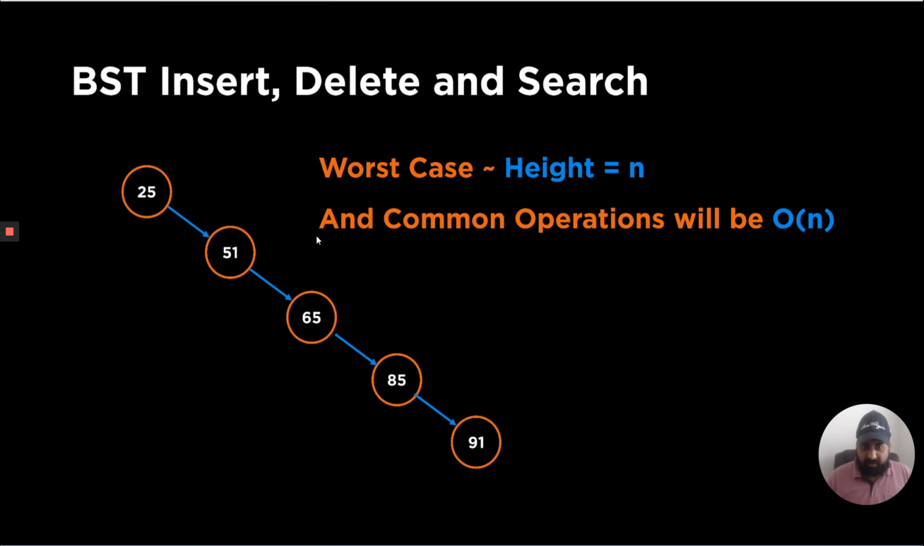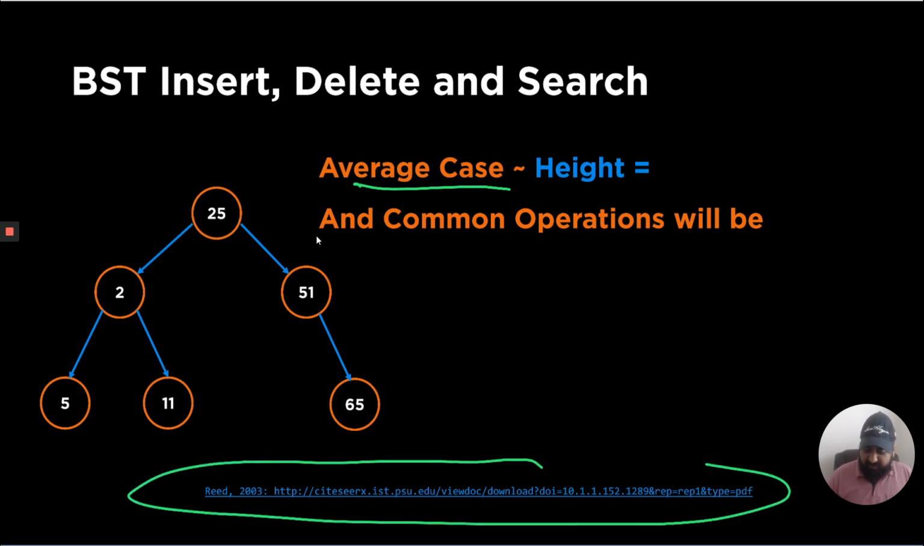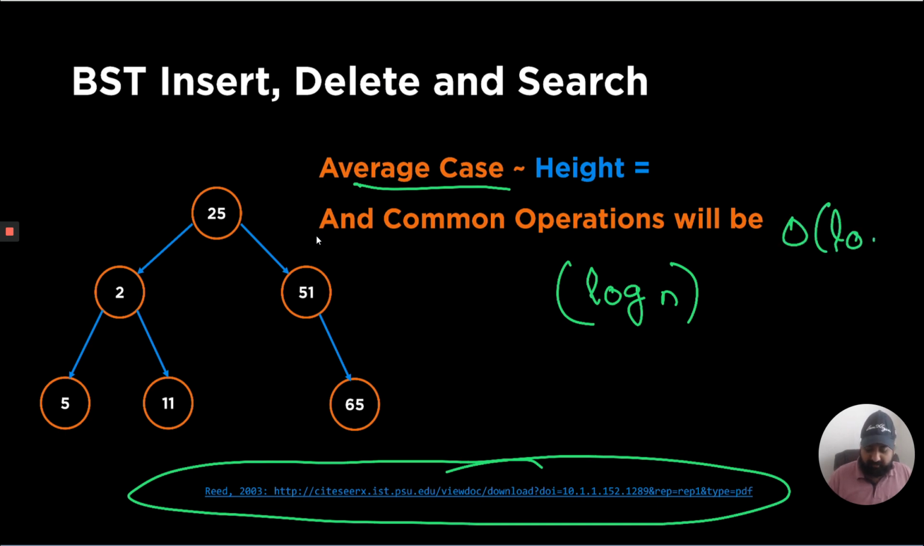When we talk about the average case, there's actually a proof that when we randomly insert numbers in a tree, the height of the tree is proportional to log of n. It's not proportional to n, but it's proportional to log of n. So all common operations can actually be executed in O of log n. So the proof is shown here.